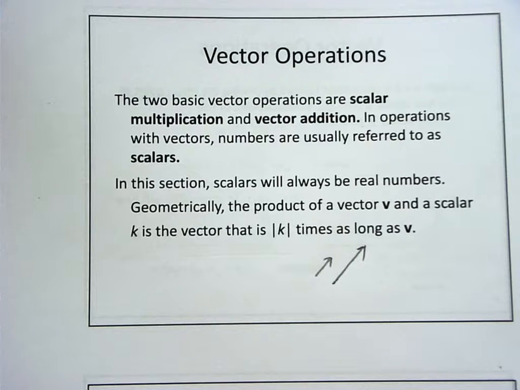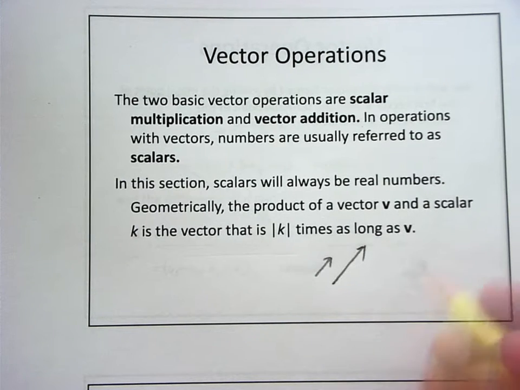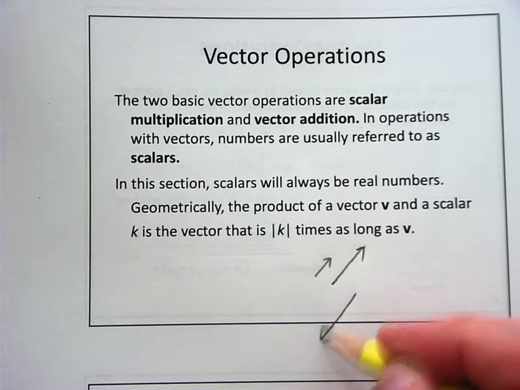It's not going to shrink it. Change the direction. It's going to flip it. It's going to change the direction. Its slope is going to be the same, but instead of going up to the right, you'd be going down this way.